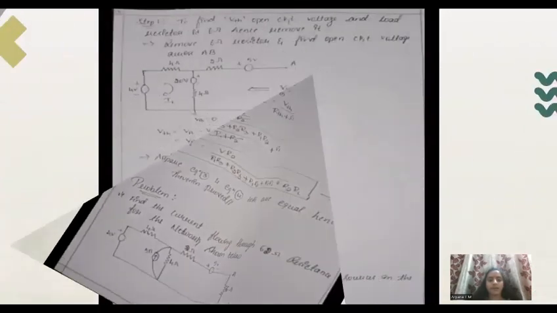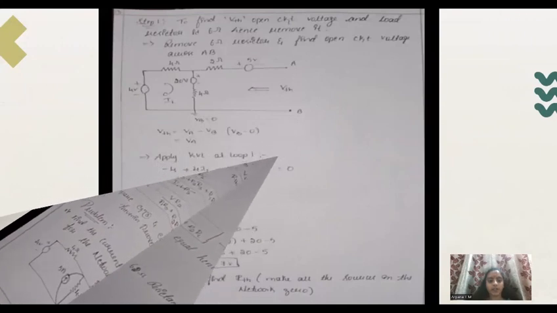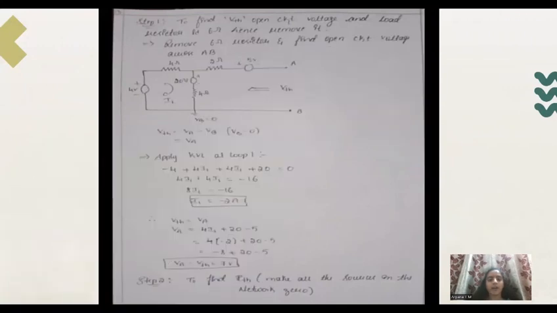The first step is to find VTH. In order to find that, we should remove the load resistance, the 6 ohm, and make it an open circuit. Then VTH equals the voltage across the A terminal minus the voltage across the B terminal. VB equals 0 because it is grounded, so VTH equals VA only.